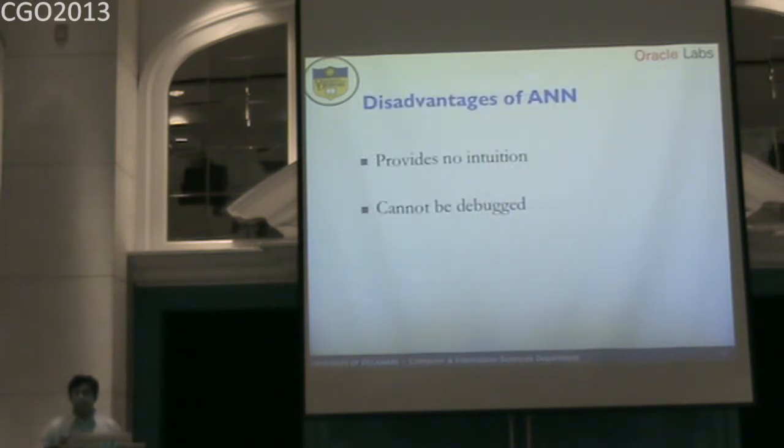The problem with ANNs, or artificial neural networks, is that they don't provide any intuition. As in, you just look at the graph, you're not going to understand what it is doing, and you don't really want that. But the other problem is more subtle: it cannot be debugged, and that is a bigger problem with compiler writers. If you can't debug something, if you don't know how to predict what it is going to do, nobody wants to write that into a compiler, which is a pretty big problem.